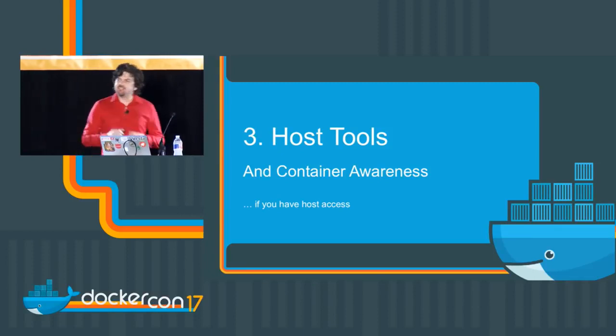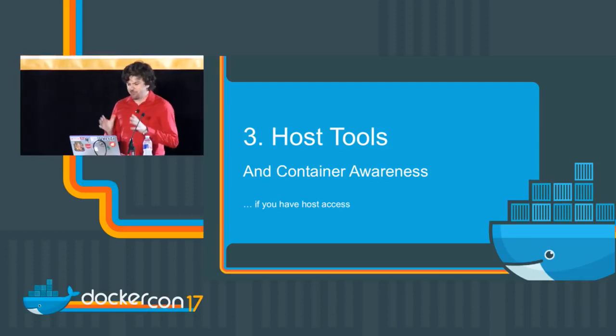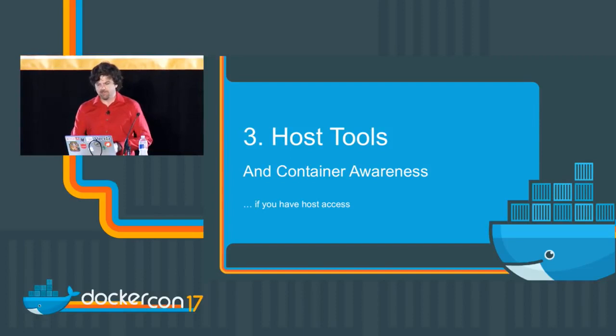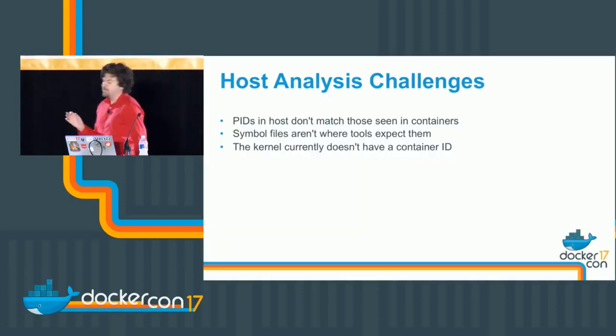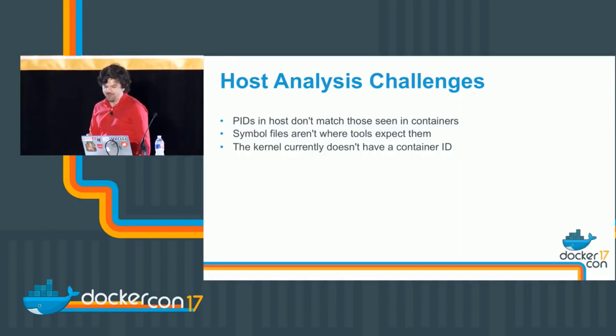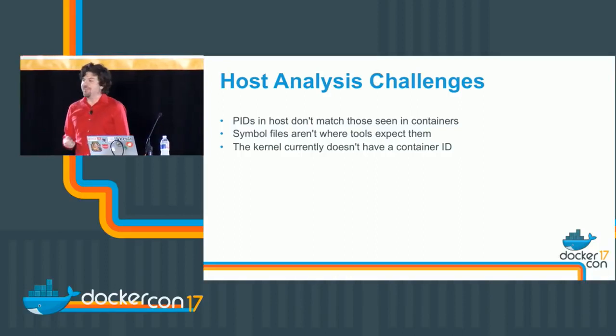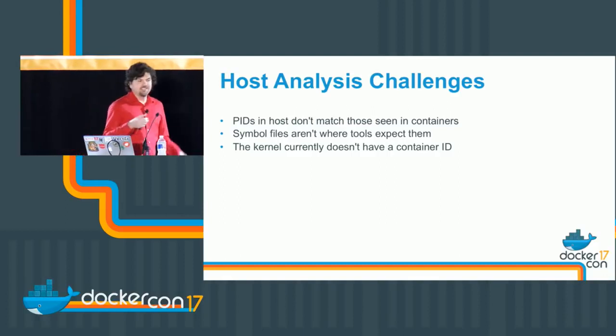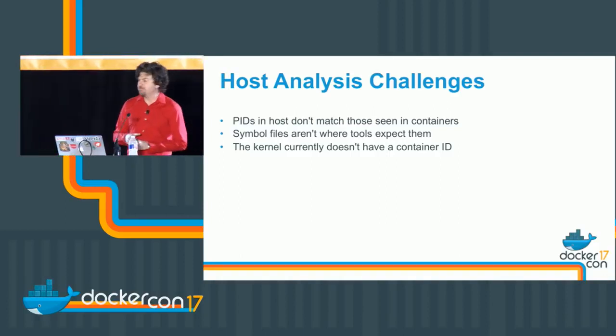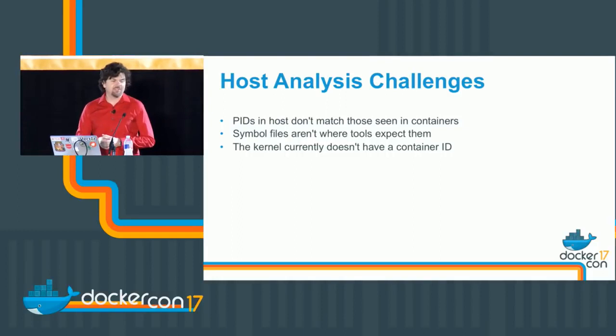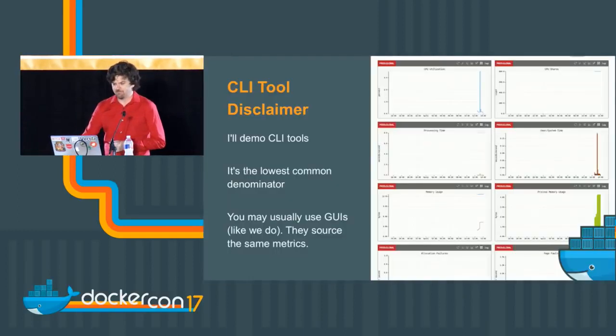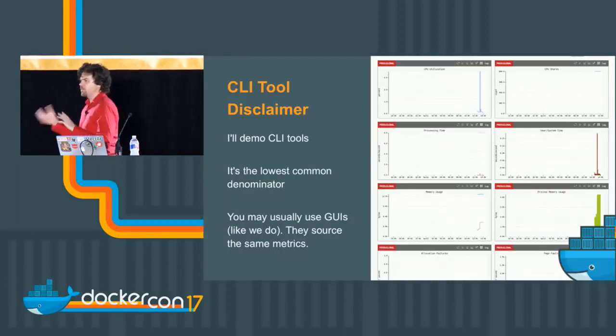Now getting into some of the more specific tools, the first section I've got is host tools, and some of the challenges we have here include the process IDs in the host don't match those seen in containers. Symbol files aren't where tools expect to see them, and the kernel currently doesn't have a container ID. I'm going to go through some CLI tools.